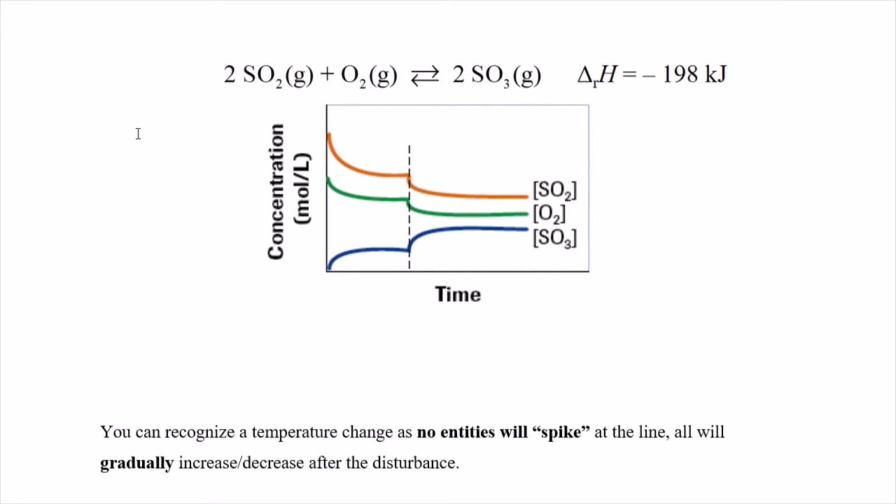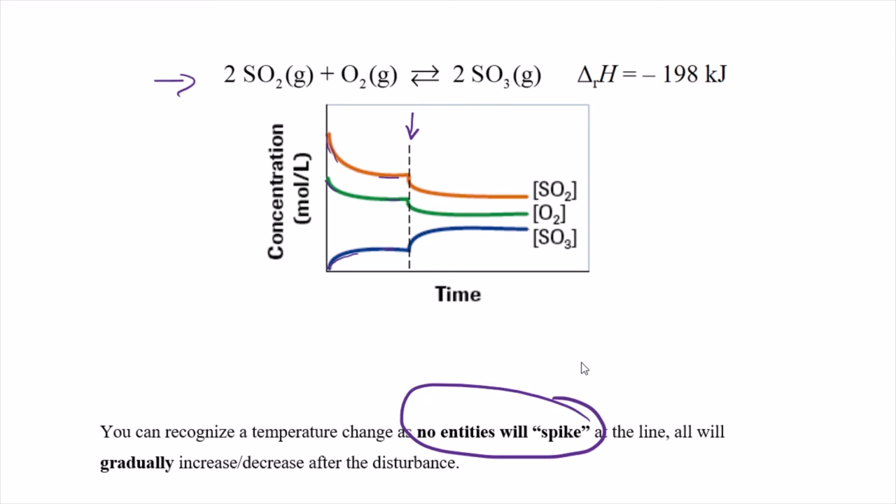What if we give you a graph instead? So here's a reaction. We have a graph of the reaction here. I've got two reactants, my sulfur dioxide and my oxygen. Their concentrations start out high and they decrease with time. My sulfur trioxide increases over time. Here's my first equilibrium, and then here's my disturbance. Now, the first thing I want you to notice is that none of these things spike up or down along the line. That's a clue that this has to be an energy change. I must have heated or cooled this instead of adding something. Okay, so no spikes. That's my giveaway.